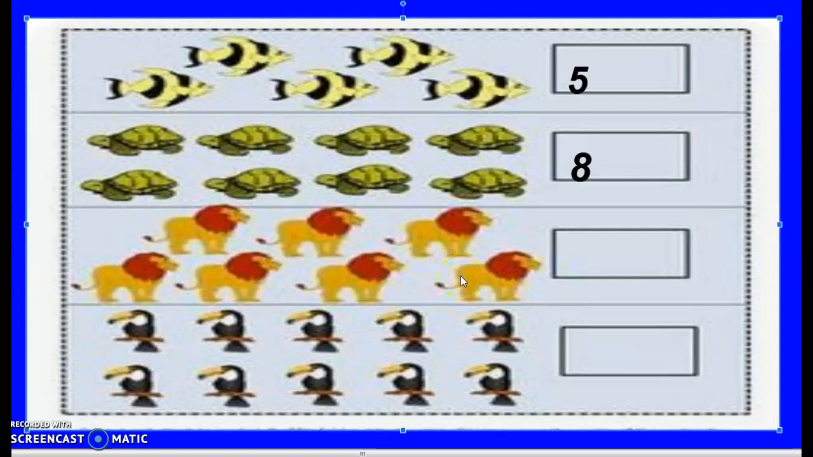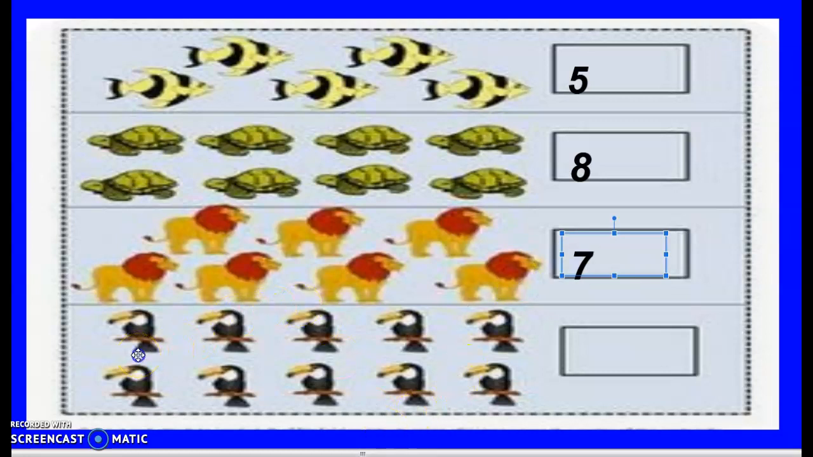So how many lions are there? 7. Again, one more time we will count. Come on, put your finger. 1, 2, 3, 4, 5, 6, 7. So how many lions are there? There are 7 lions. So what will we write? We will write 6? No, because there are 7 lions. So what will we write? 7. We will write 7.